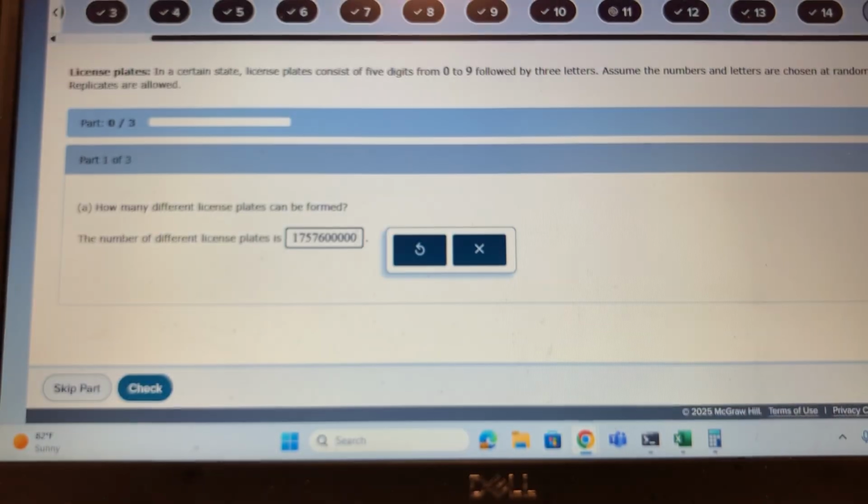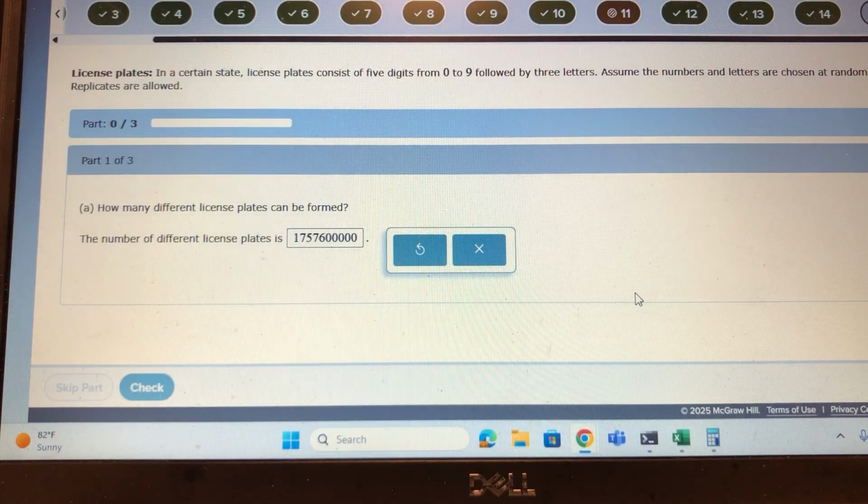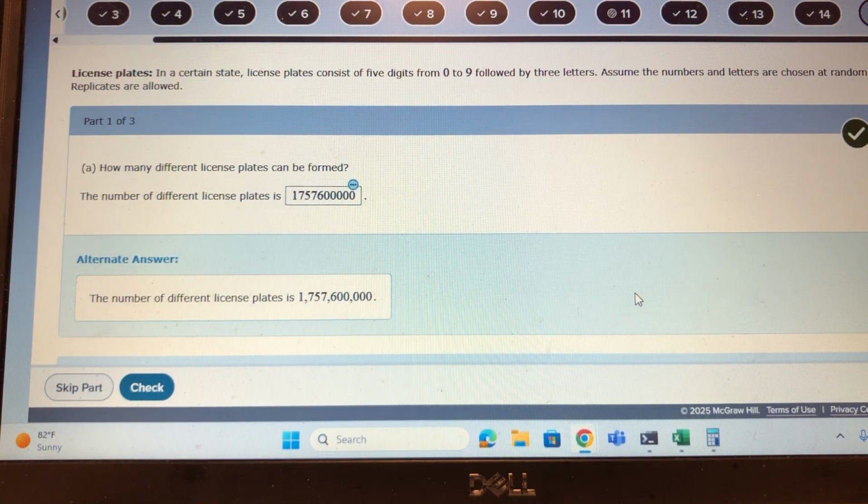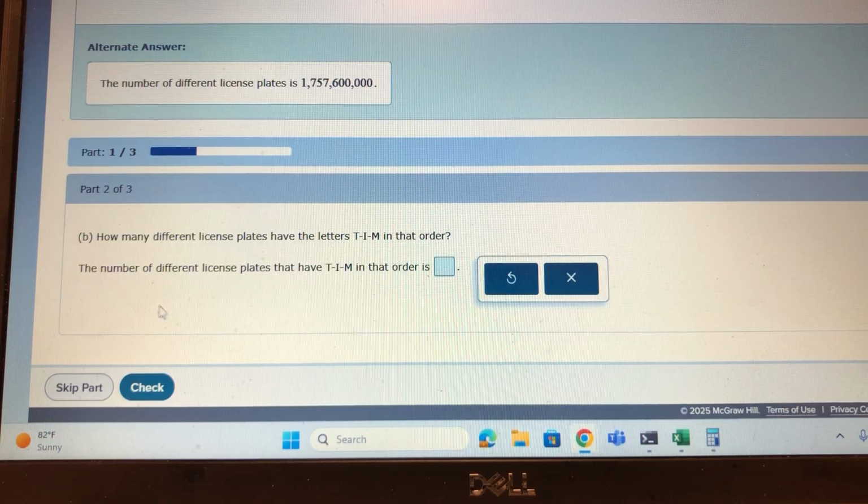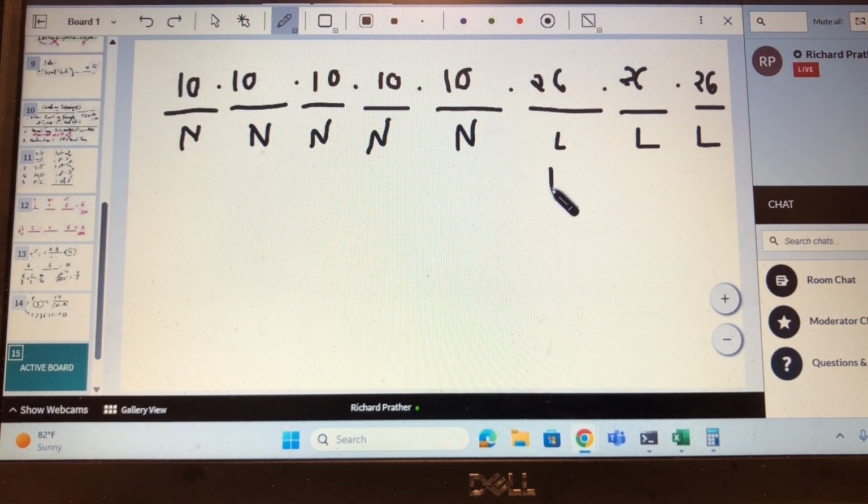1,757,600,000. That's a lot of license plates. How many license plates have the letters TIM in that order? Okay, so that means the last 3, you have to put T here, you have to put I here, and you have to put M there. There's only one way to do each of those.